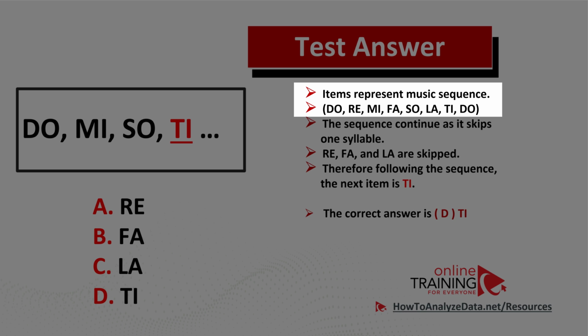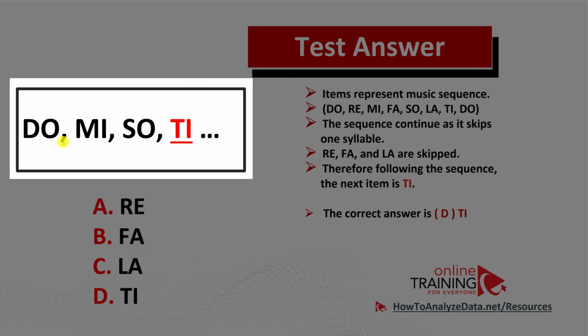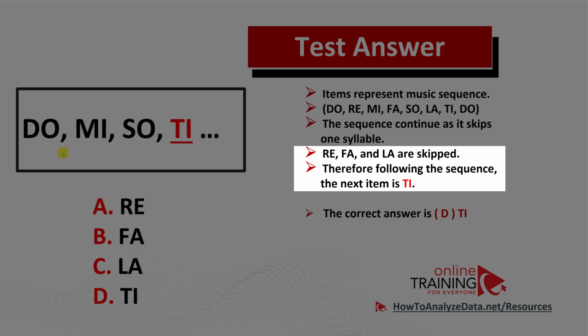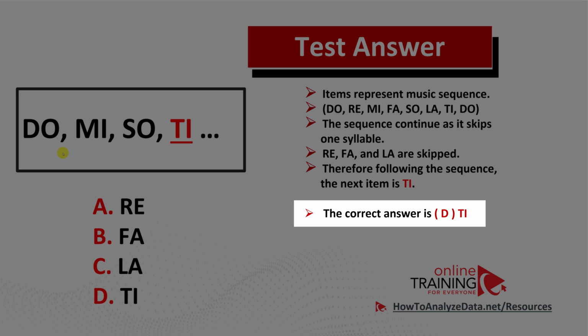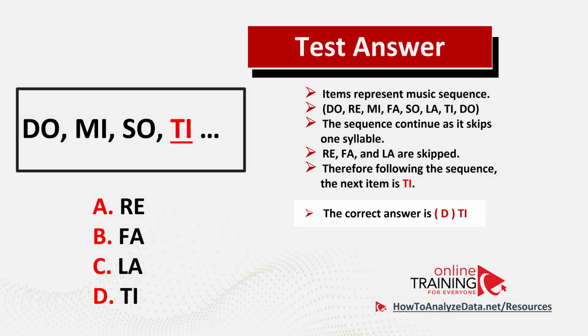As you might have figured out, the items represent a music sequence. And the music sequence is do, re, mi, fa, sol, la, ti, do. If we look at the sequence, we notice that some of the items are missing. And you see that re, fa, and la are skipped. So the next item in the sequence will be ti. So the correct answer here is choice D, TI. Hopefully you've nailed this question and now know how to answer these types of questions in the test.